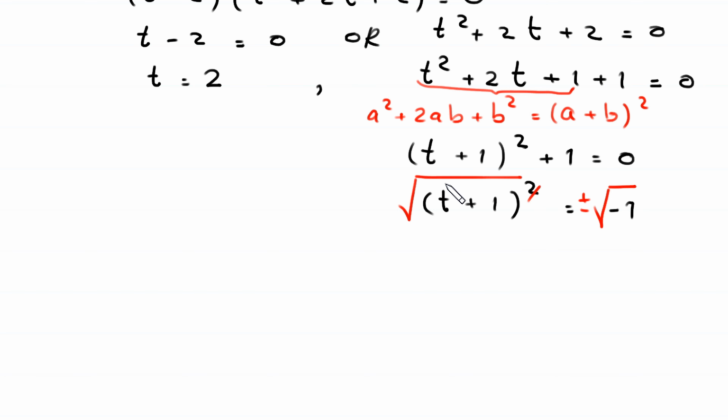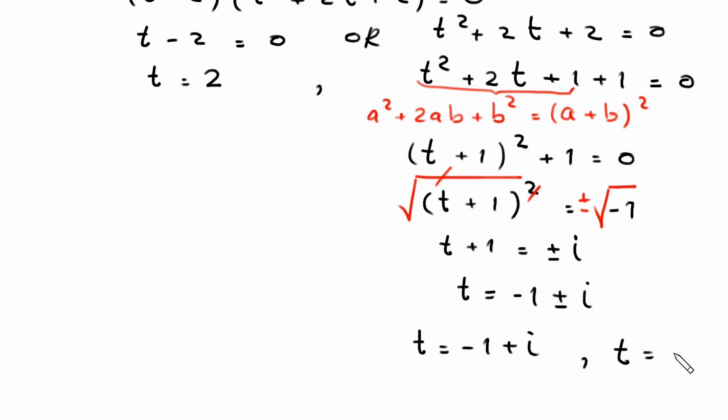So this square will be cancelled out with this square root, and we are left with t plus 1 is equal to plus minus this root negative 1 will become i. Move this 1 to the right hand side, this will become t is equal to negative 1 plus minus i. From here we get two values of t. t is equal to negative 1 plus i, and t is equal to negative 1 minus i. And first we found this value of t is equal to 2.